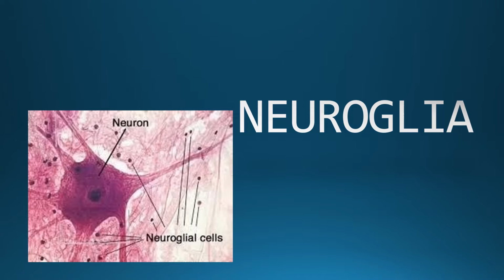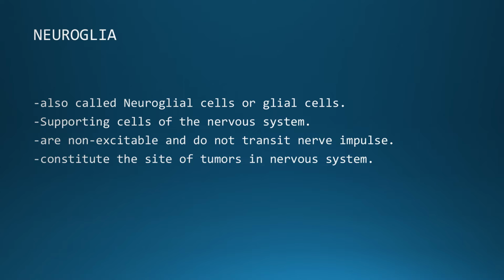Hello friends, so today's topic is neuroglia. Neuroglia is also called neuroglial cell or glial cells. These cells support the nervous system and are non-excitable cells that do not transmit nervous impulses. These cells are the only supporting cells of the nervous system and constitute the site of tumors in the nervous system.